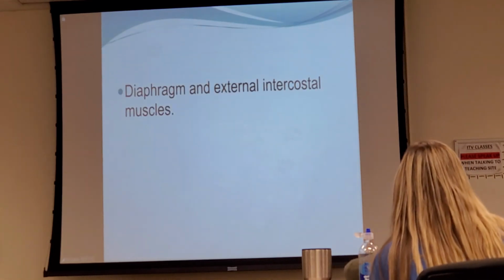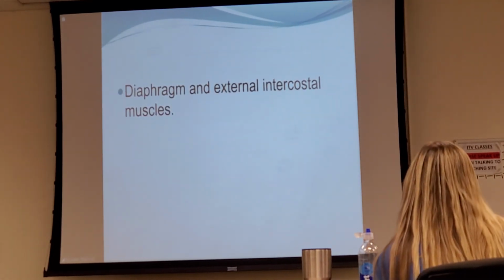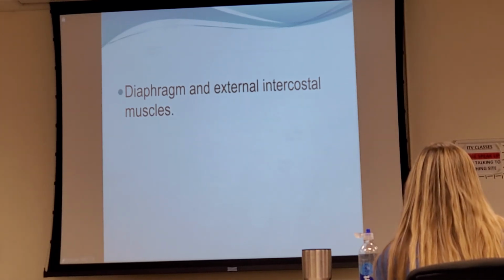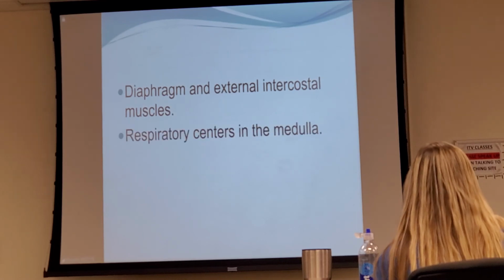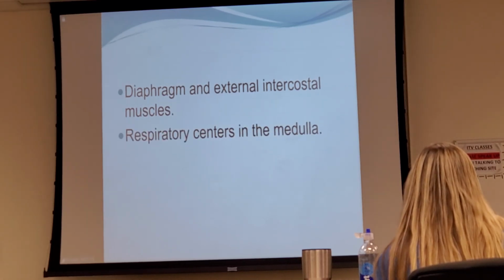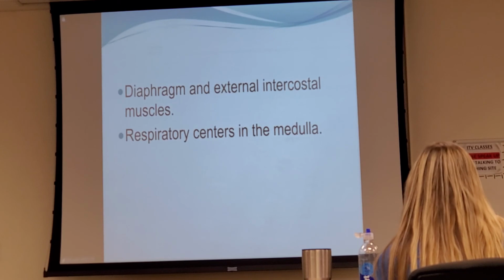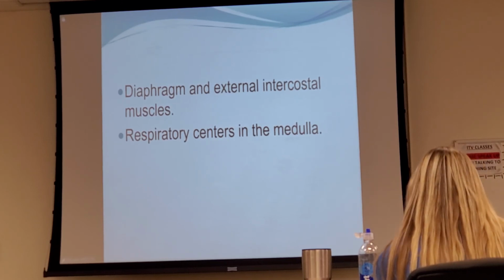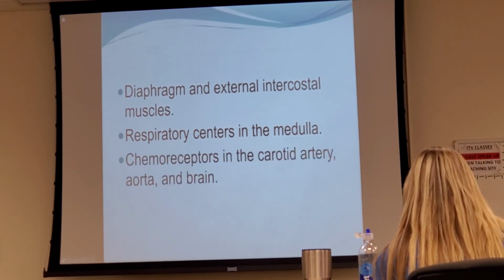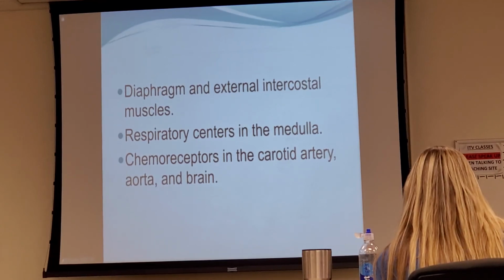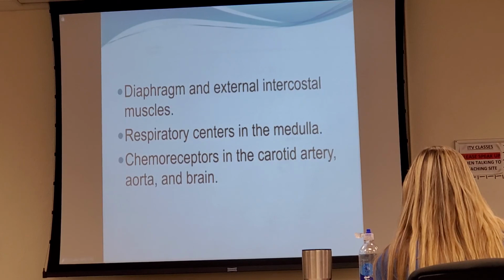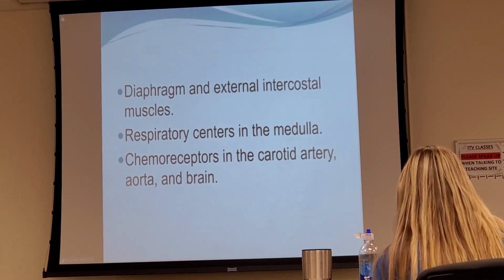The diaphragm and the external intercostal muscles are what help us to change the size of our thoracic cavity, allowing us to inspire and expire. The respiratory centers in the medulla, that part of our brainstem, are in control of our respiratory function. And then there are chemoreceptors in our carotid arteries, in our aortic arch, as well as the brainstem itself, that detect various changes in the carbon dioxide and the oxygen levels in your bloodstream.